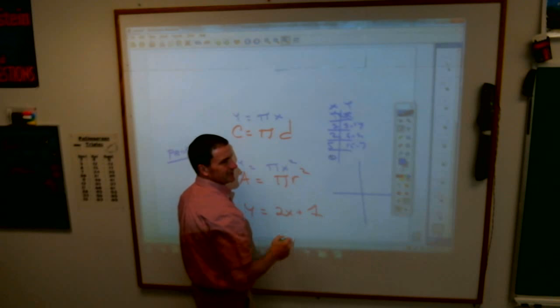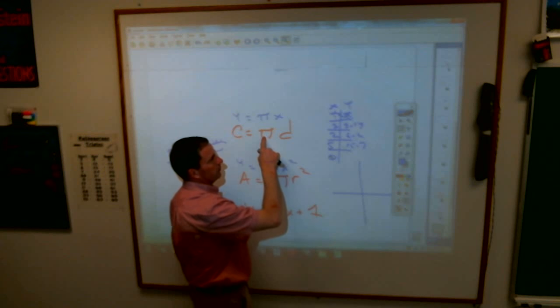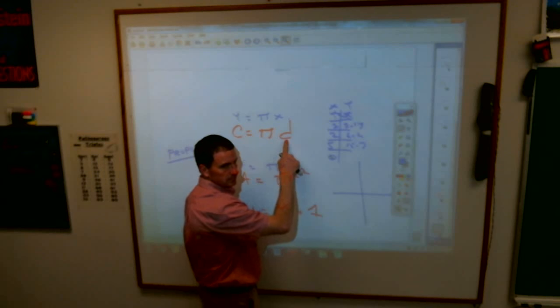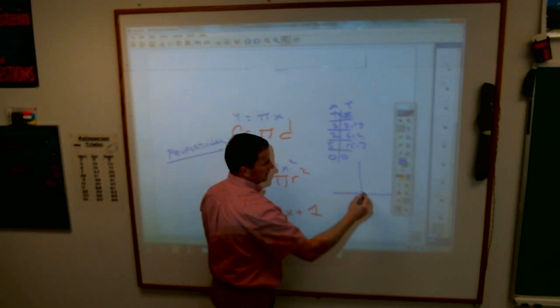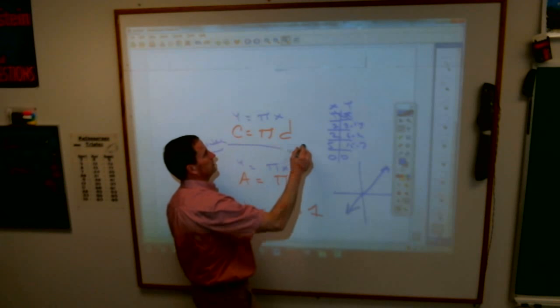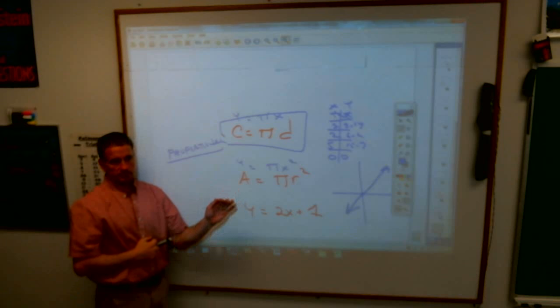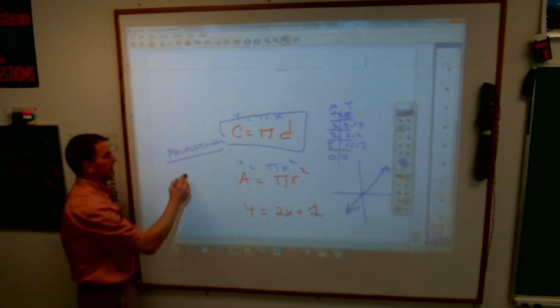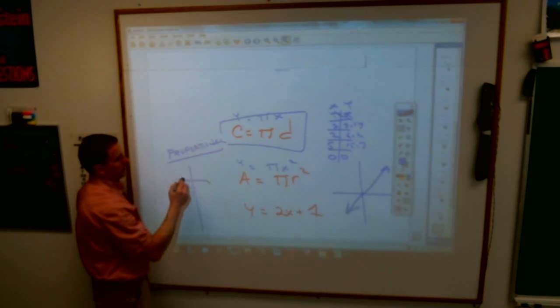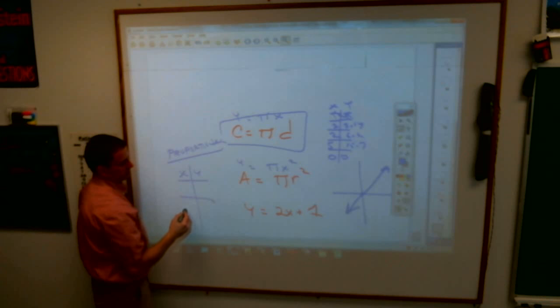If I put 0 in, do I get 0? Does 3.14 times 0 give me 0? Is that going to be a straight line? Absolutely. Yes, this one is proportional. How about this one? Yes, let's try it.